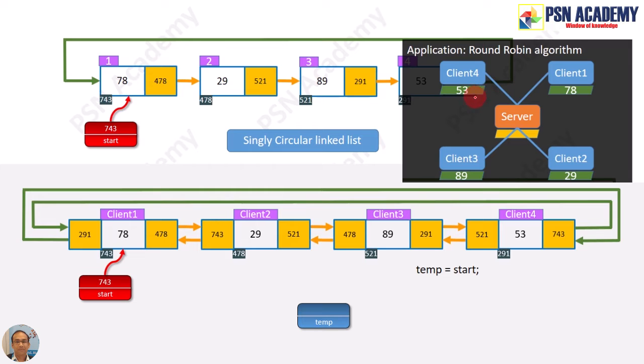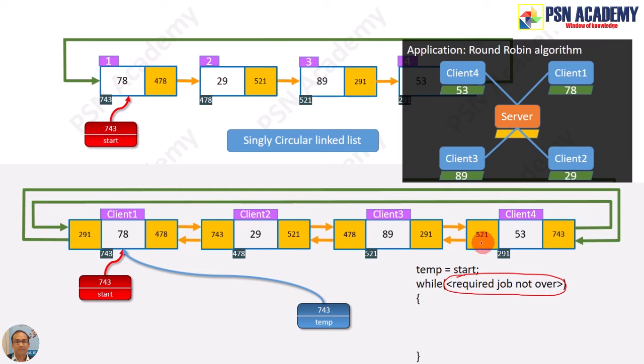Now see the code. temp equal to start. When you write this, the 743 will be written here and the temp will start pointing to the node at 743, which is the first node in this circular doubly linked list. Next, while required job is not over, there may be some condition here based on which whatever the job to these clients will be done, so that will be checked. And it will be checked whether the job for client 4 or client 1 or client 2 or client 3 has been over or not.